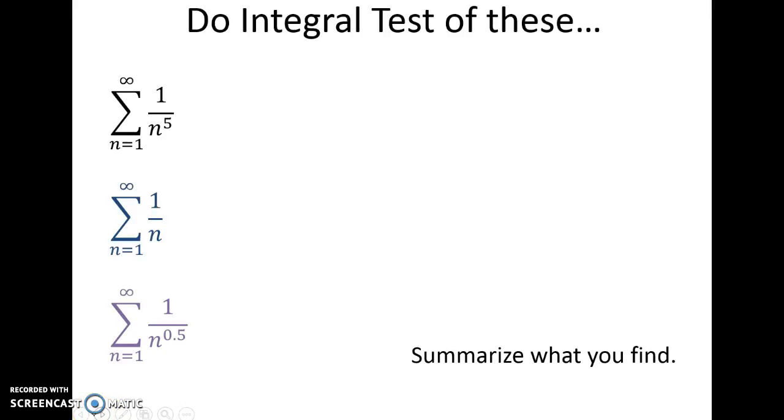Okay, so what I'd like you to do is pause the video. I'm not actually going to do these on screen, so I'd like you to try the integral test for all of these series given here and see if you can see a pattern. So pause the video and try the integral test on them and see if you see a pattern.